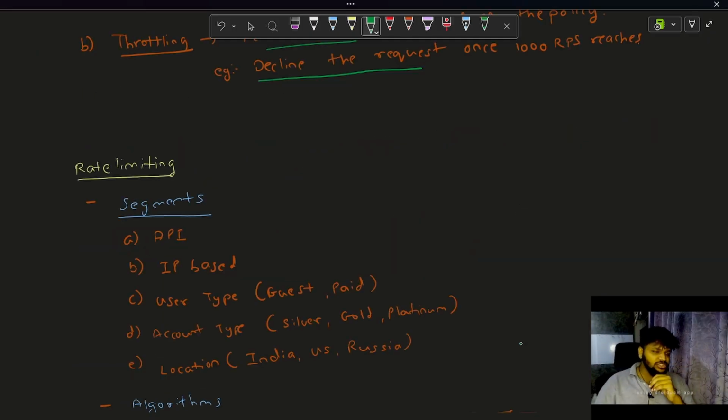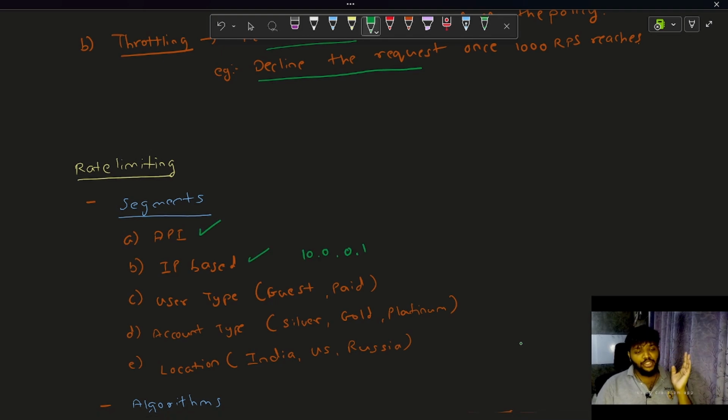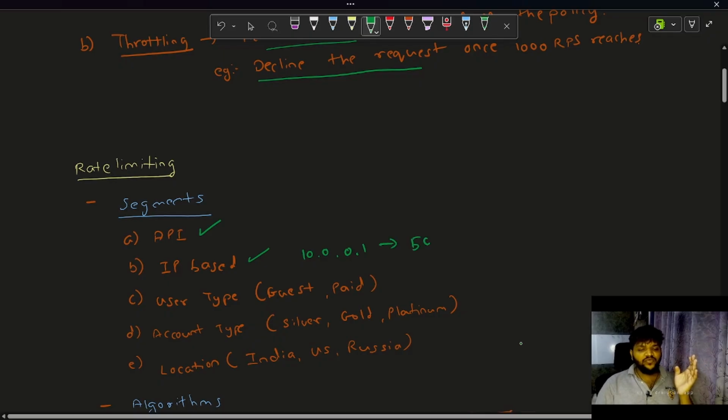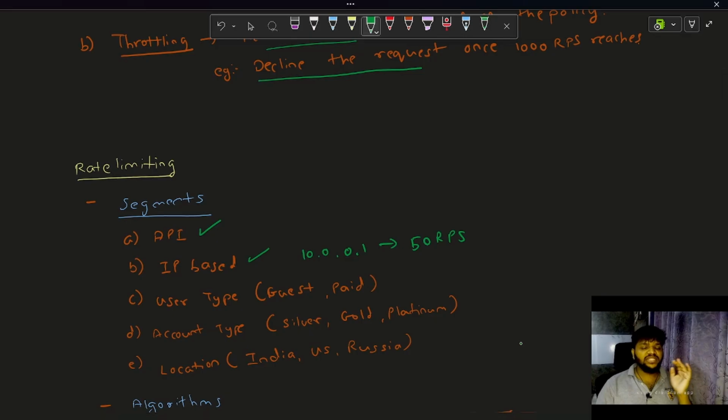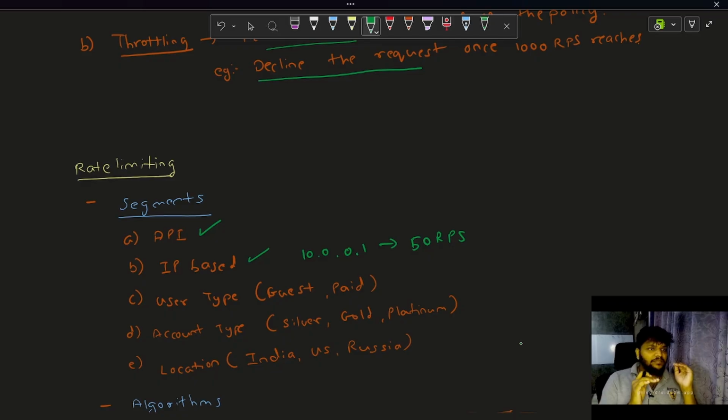Now let's deep dive into the different segments where we can put a rate limiting policy. First is the API level, then the second is IP based. What does that mean? It means that from a certain IP address I should be allowing only, let's say, 50 requests per second. Just a hypothetical example. The benefit of this is that a lot of bots are out there, or people try to break your system by brute forcing or by spamming too many requests. So you are blocking the request at an IP level. That is IP based rate limiting: for that particular IP, only this many requests per second should be allowed.